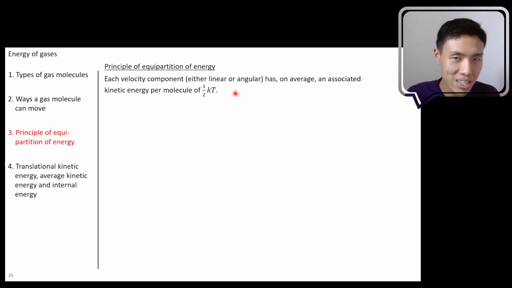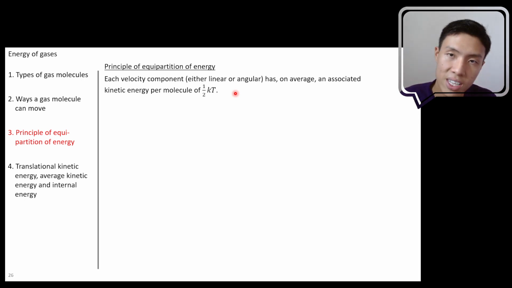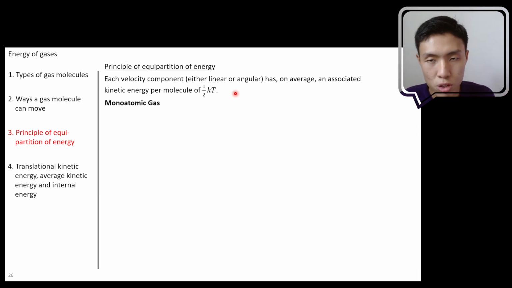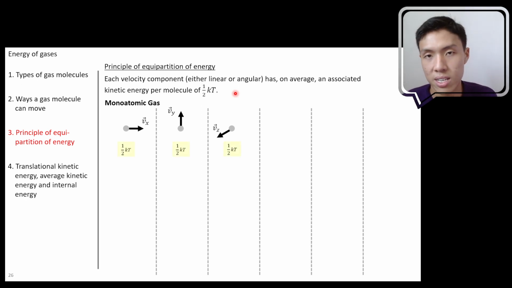Nothing too complicated. Actually, the deeper level understanding is quite theoretical, but for our level, it's simply saying that however many ways you can move, each way deserves a kinetic energy of half kT. That's the basic idea. For a monoatomic gas, we learned that there are 3 different ways to translate, 0 ways to rotate, right? Because you have 3 different ways to translate, each way that you can translate will have a kinetic energy per molecule of half kT. So in total, you have 3 times half kT.